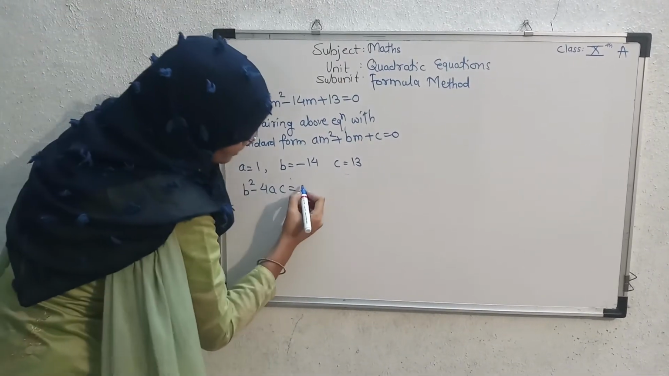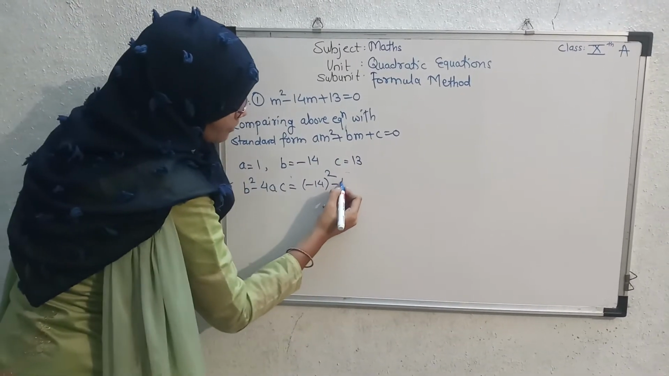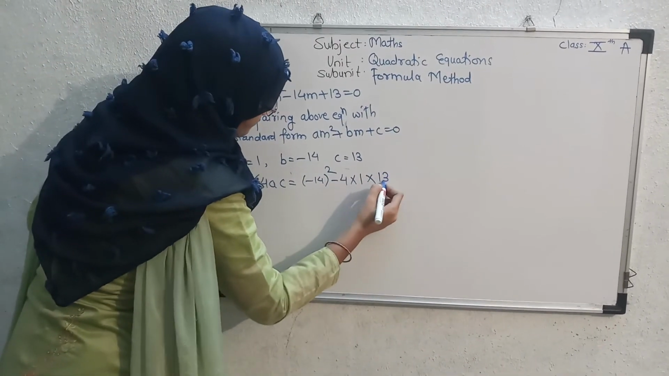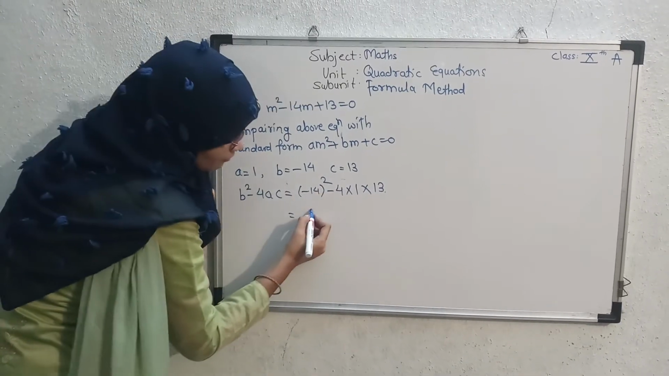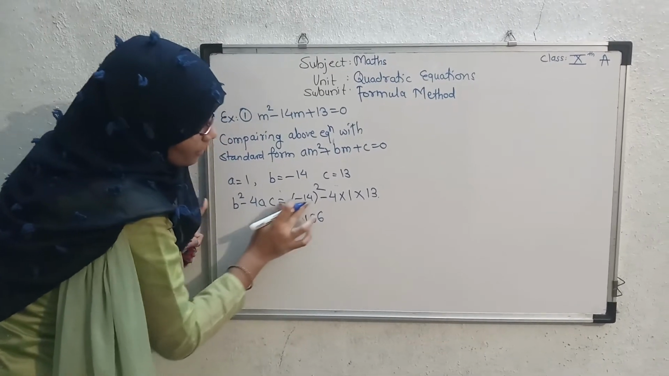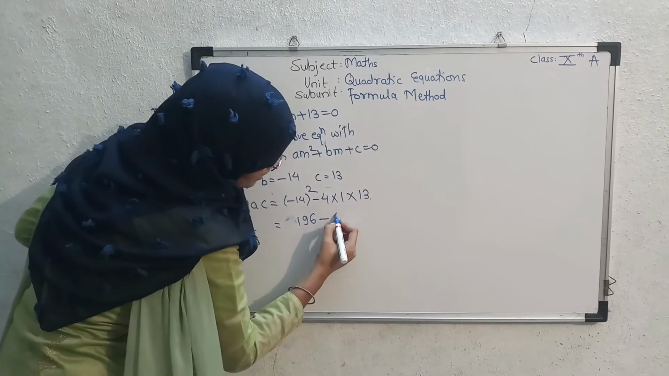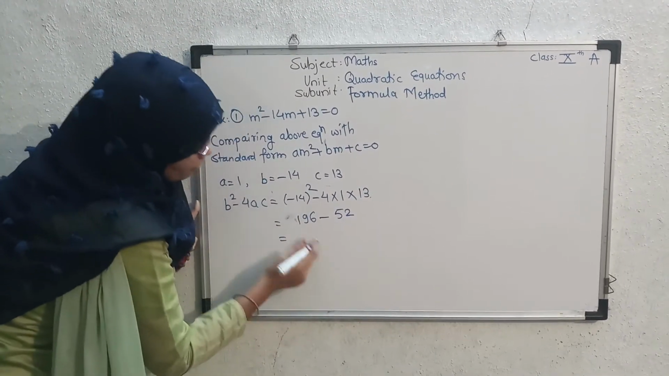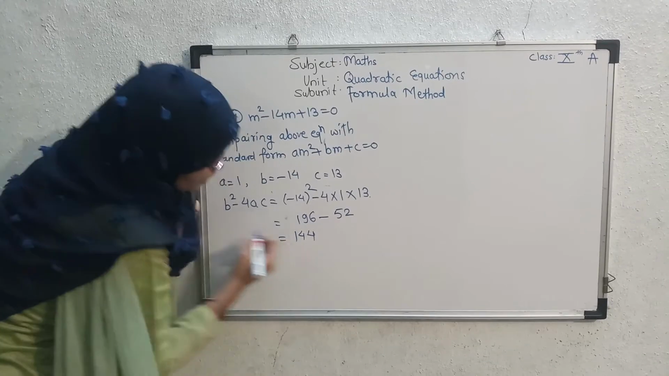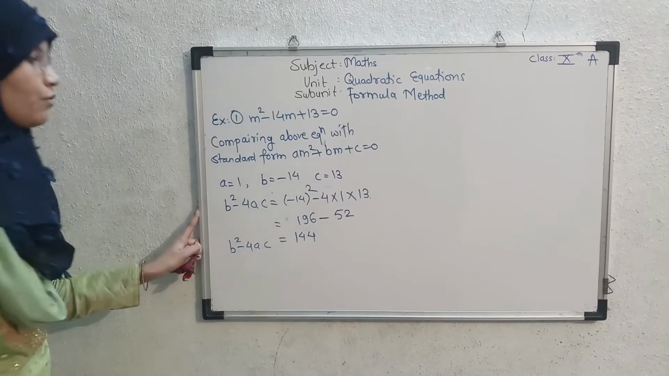What is b? Minus 14. Therefore we take minus 14 square minus 4 into value of a is 1 and value of c is 13. What is 14 square? 196. Minus minus plus, that is, the square of a negative number is positive. Minus 4 ones are 4 and 13 fours are 52. Now subtract them: 6 minus 2 is 4, 9 minus 5 is 4, and 1 as it is. Therefore we got the value of b square minus 4ac is equal to 144.